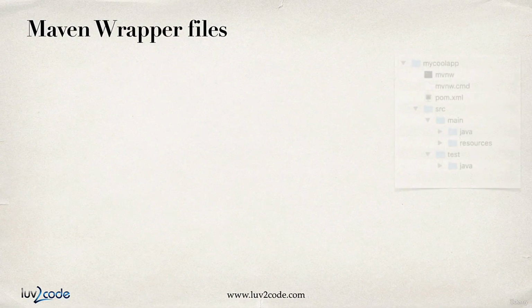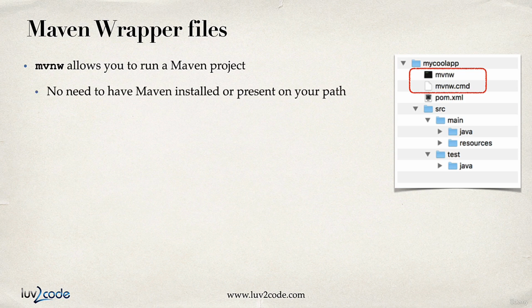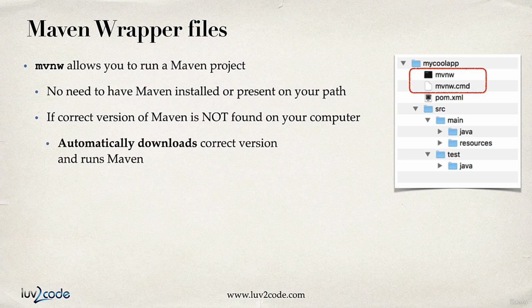Now, there were some other interesting files here. You may have seen these Maven W files, and you probably wondered, what are those? Well, those are Maven wrapper files. The Maven W files allow you to run a Maven project. The really cool thing is that there's no need to have Maven installed or present on your path. What these files will do is, if the correct version of Maven is not found on your computer, it'll automatically download the correct version of Maven from the internet and then run Maven. So it does some smarts there. It'll automatically download it and then run it.